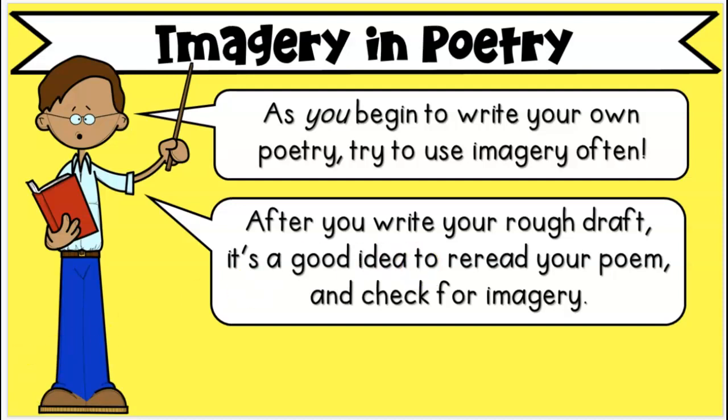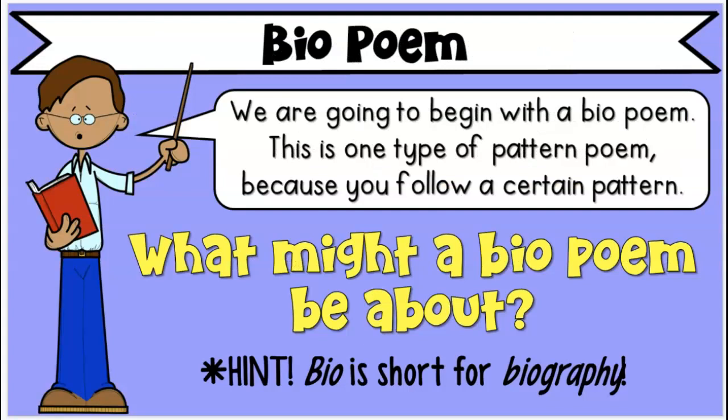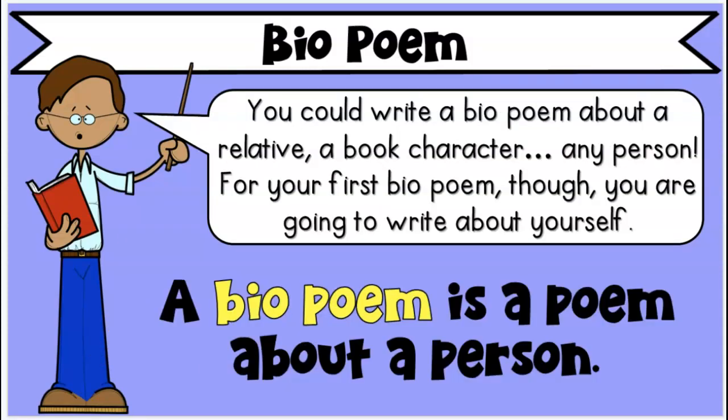Okay, so the first poem that we're going to do is a bio poem, and you should have done this in 3rd grade. And again, if you forget what a bio poem is, think bio stands for biography. You can write a bio poem about a relative, a book character, like I'm thinking Charlotte, we just finished that book, or any person. For your first bio poem, though, you are going to write about yourself. That's going to be the first requirement, because that's the easiest one. You know you more than anyone.